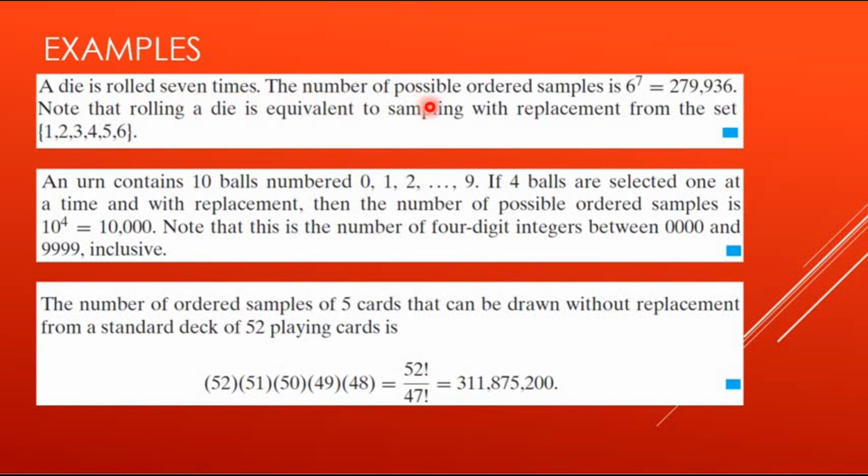Example: a die is rolled 7 times. The number of possible ordered samples is 6 to the power 7. Note that rolling a die is equivalent to sampling with replacement from the set 1 to 6.